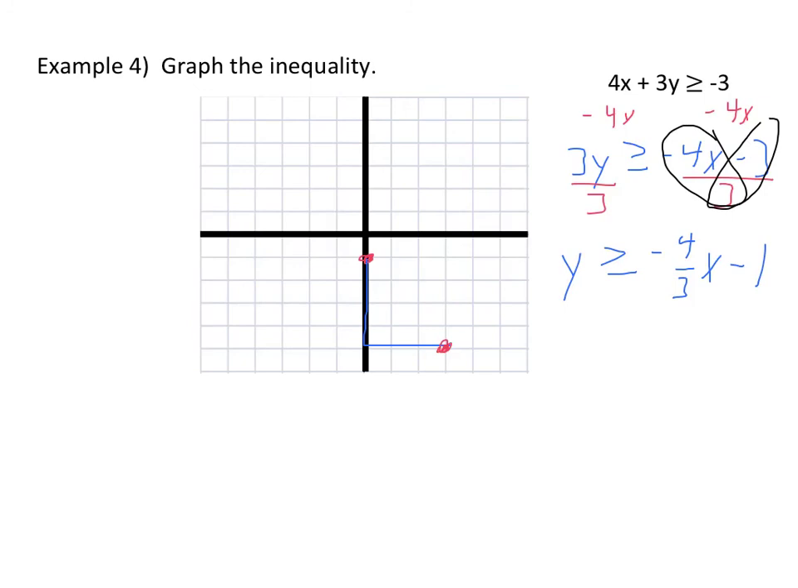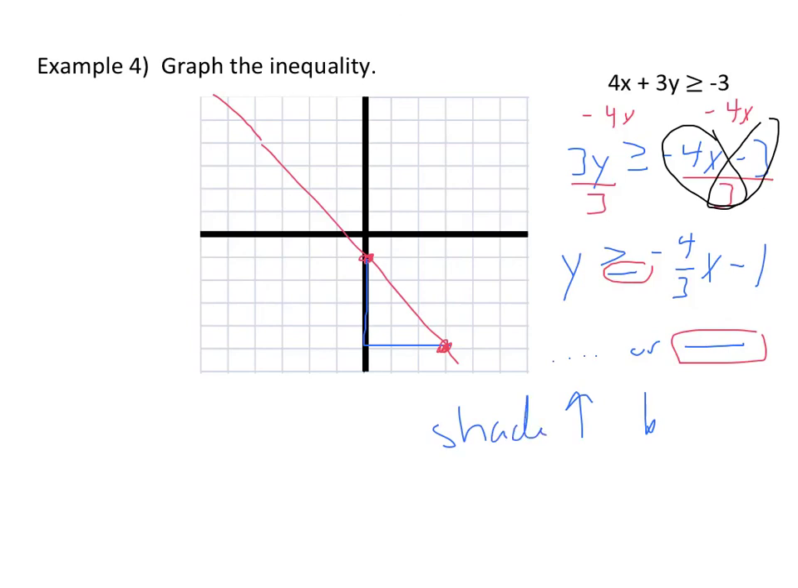We have to decide if it's solid or dotted. There is a line underneath the inequality right here, so we will choose solid. We have to decide what side to shade, so will we shade up or down? The inequality is greater than, so therefore we would shade above.